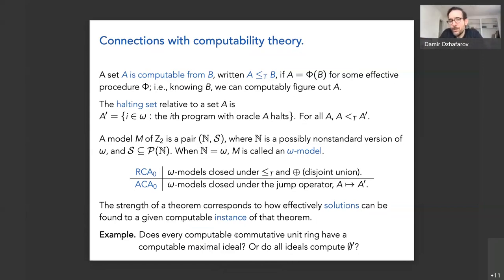But now you can ask natural questions. If you give me a computable commutative ring, does there always exist a computable maximal ideal? Or is there a commutative ring which is computable, so it's simple computability theoretically, but maybe all the ideals compute zero prime? So it has a simple instance with very complicated solutions. There is this nice back and forth between these kinds of problems and the things one does in reverse mathematics. Okay, so let's look at some examples of that.